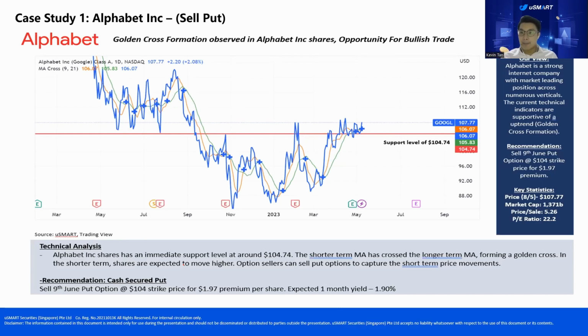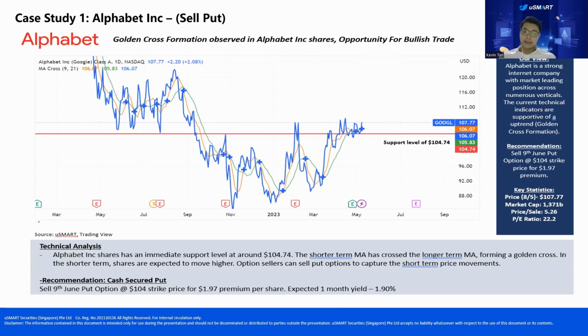And what happened back then was that Alphabet shares showed us a great opportunity from a technical analysis point of view because of a golden cross formation, where the shorter term moving average crosses above the longer term moving average. When this happens, it usually means that in the short term there is very strong bullish momentum for the company, where shares are expected to move higher.